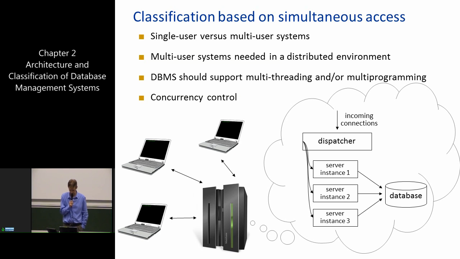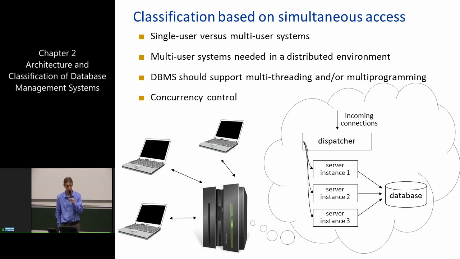So it should control multi-threading and/or multi-programming. A thread is like a single execution path within a process. Right? So a process can have different threads which basically share a piece of memory space, and using multi-threading you can allow for multiple users to simultaneously access the underlying database.